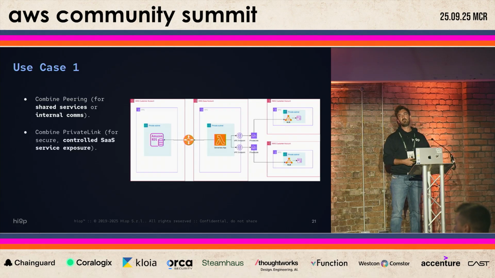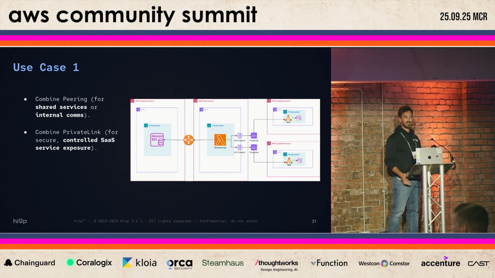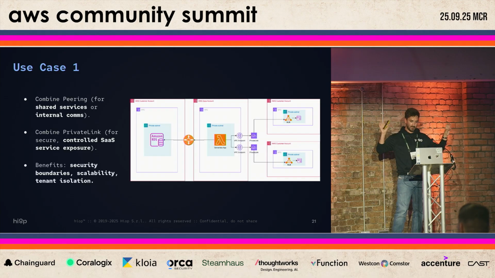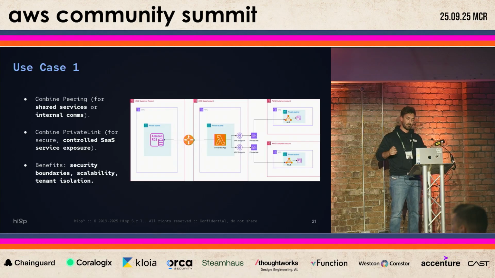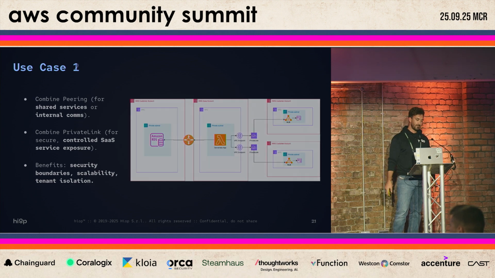Then you use PrivateLink when you, for example, want to connect to different customers privately, so you don't have control over the VPC IP range. And for example, in Hiop, we are using it in order to communicate privately with other AWS accounts. The benefits of using one or the other solution are, of course, that with private communication you can define security boundaries, you can easily scale, and also there is a strong isolation of the tenant that is connecting to your service and to your VPC.